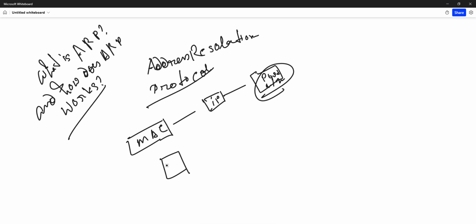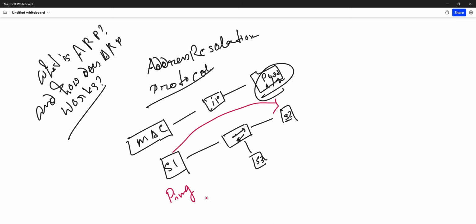So this is my machine, system 1, connected to one switch, and next connected to another system, system 2. Let's assume another system is 3. So what will happen? S1 suppose pings the S2 IP address. So what will happen?